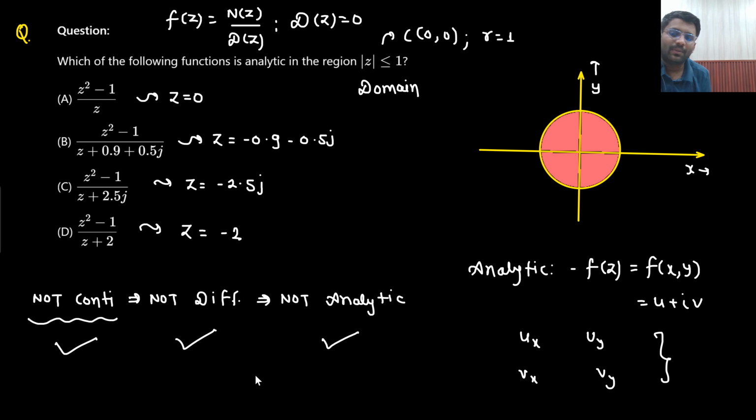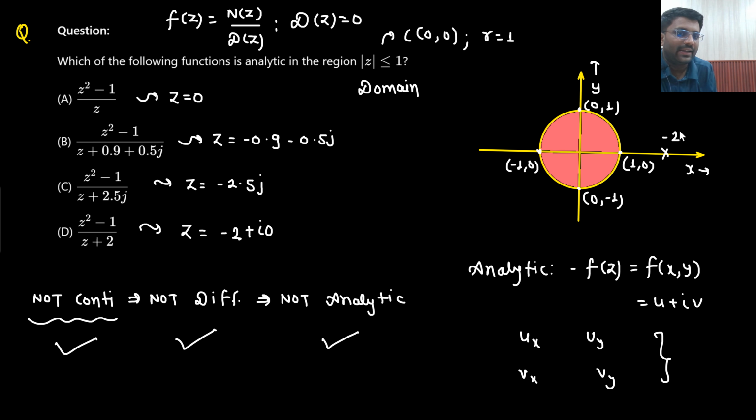Now let's talk about option D. Where will z equals minus 2 be? Z equals minus 2 means minus 2 plus iota 0. It is a circle with a radius of 1. So this point will be 1, 0. This point will be 0, 1. This point will be minus 1, 0. And this point will be 0, minus 1. So where will minus 2 be? Here will be minus 2. It is lying outside.